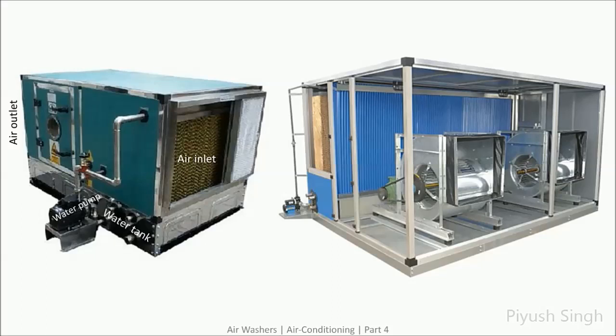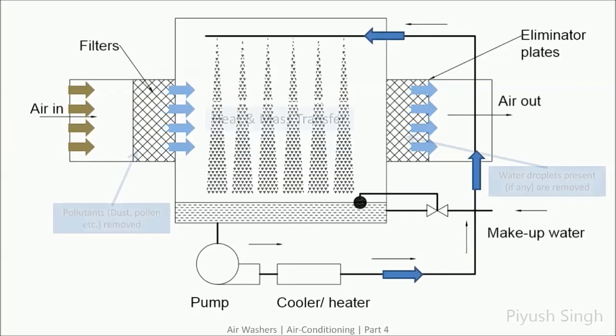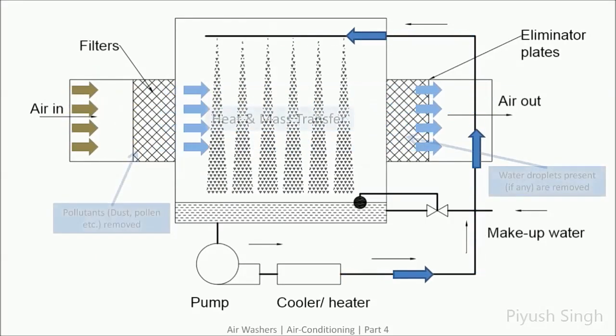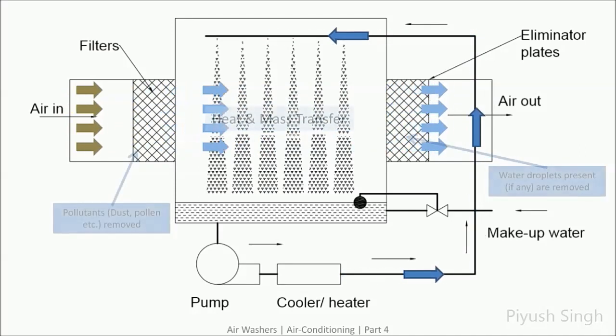The air flowing through the spray of water is then made to pass through eliminators, which remove any water droplets that the air current carries with it. The flow of air through the air washers is maintained using fans or blowers. Here there are two blowers. The outlet of the blowers is connected to the ducts which carry the air to the conditioned space. Based on the understanding of the air washer, here is a schematic diagram of an air washer.